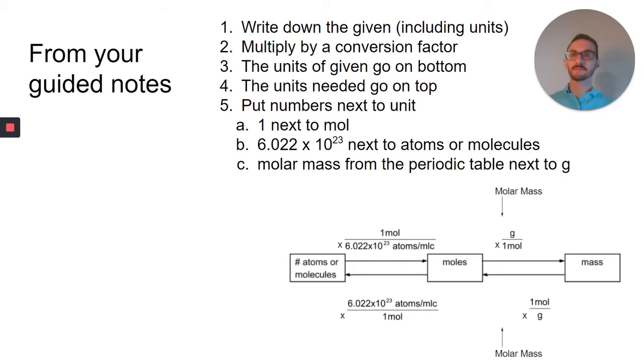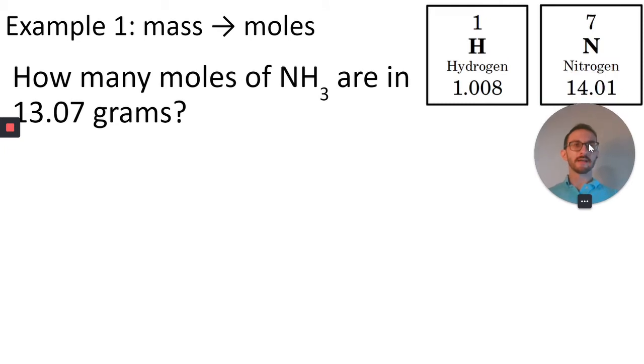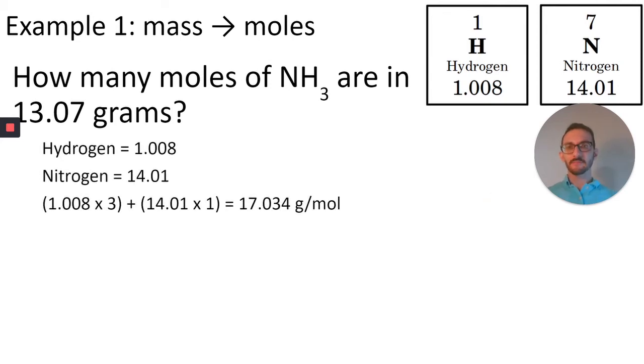So let's start looking at some example calculations. So here's an example where we are going from mass to moles. We're asked how many moles of NH3 are in 13.07 grams. And so we're going to go to the periodic table and we're going to find hydrogen and nitrogen because that is what the compound is made of. And we're going to add up those masses.